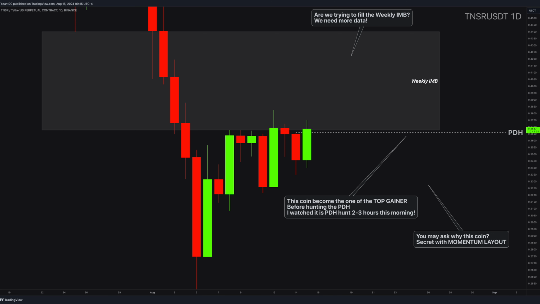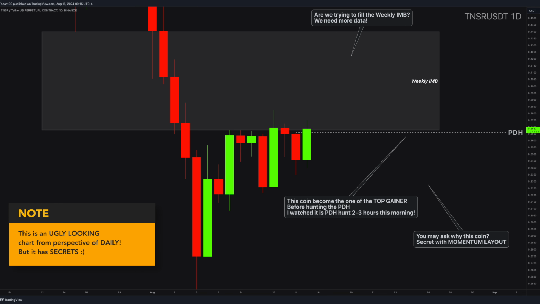When you look at this chart, you may say this: there is nothing impressive beside previous day high. Why in the world did you choose this coin? Yes, you are 100% right. If I was looking weekly and daily only, I would never touch this coin.